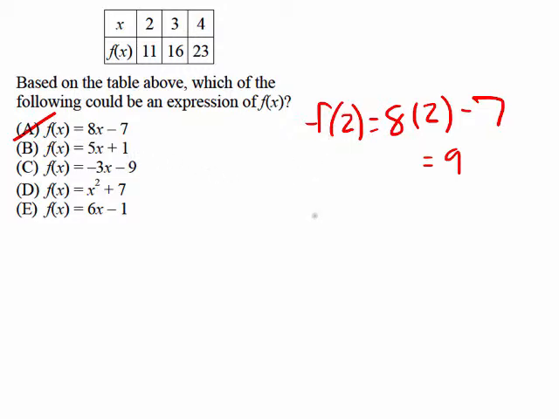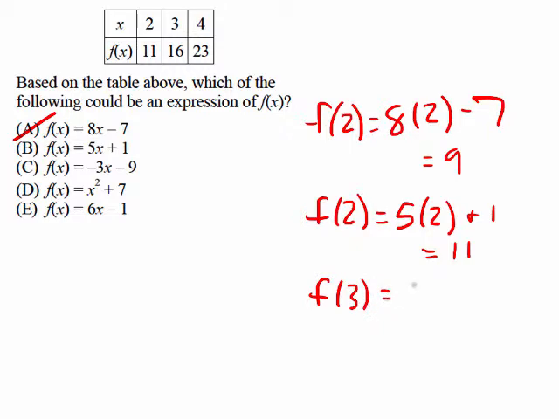F of x equals 5x plus 1. Well, that's going to be f of 2 equals 5 times 2 plus 1. And that actually does equal 11, 5 times 2 is 10 plus 1. So now I've got to try f of 3 and see if that works. Well, f of 3 equals 5 times 3 plus 1. That is 15 plus 1 is 16. And so far, this is looking pretty good. 3 and 16. All right.